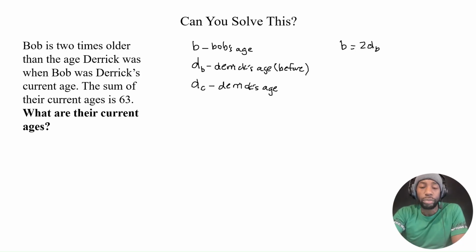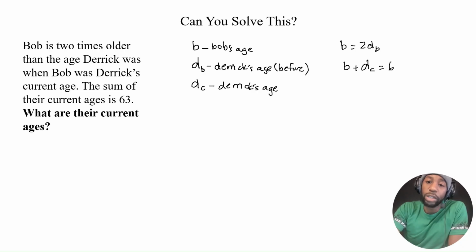Okay. The other obvious equation is the sum of their current ages. So B plus, I'm thinking too fast, B plus D sub C. Bob's current age plus Derek's current age is equal to 63.